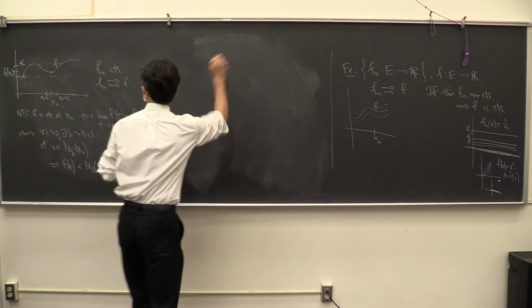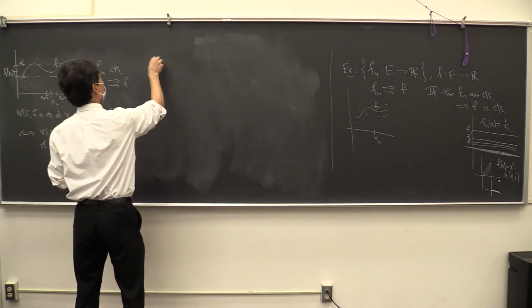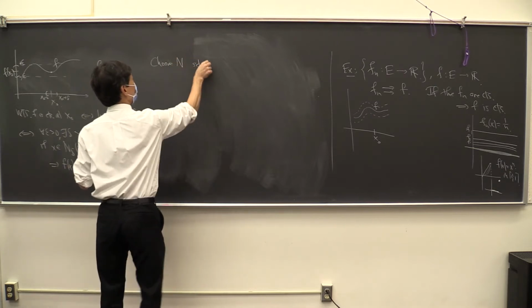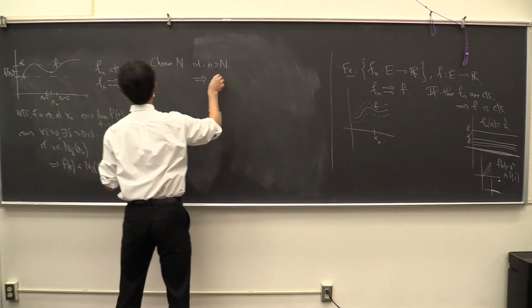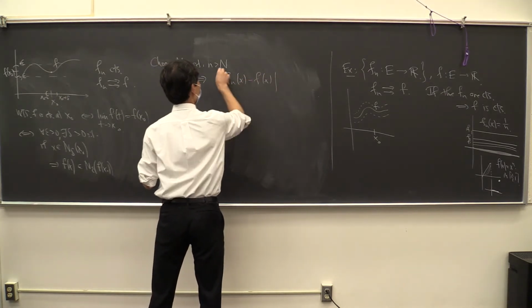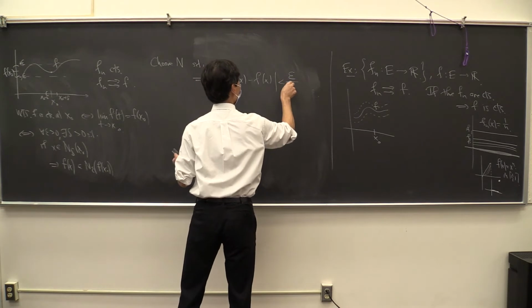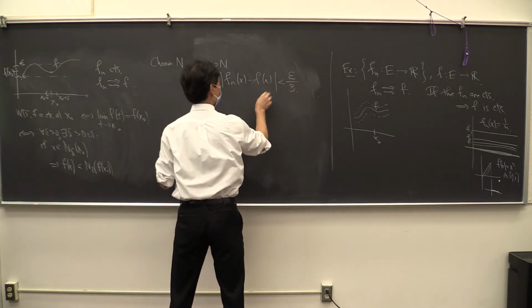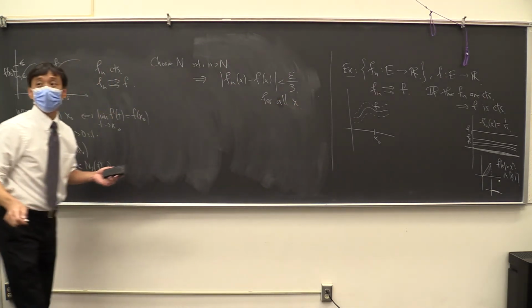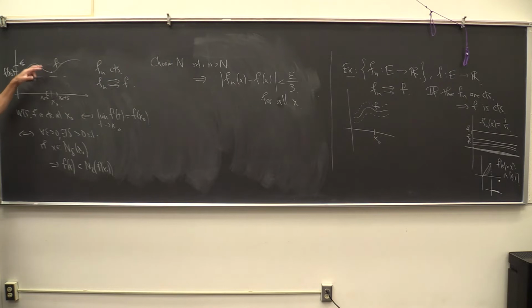Okay. So let's say choose an N such that n exceeding N implies that the distance between f sub n of x and f of x is smaller than epsilon over 3, everywhere, for all x. Somebody wants our f to vary less than epsilon here. Let's choose an epsilon over 3 tube.